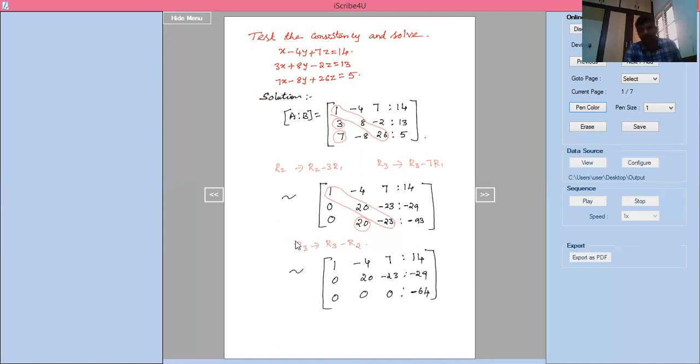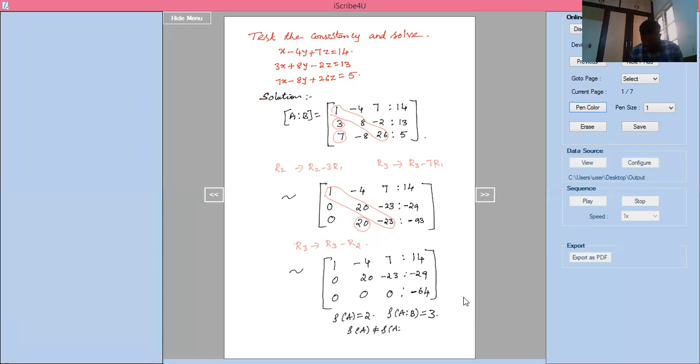Now, if you see this, the rank of A is 2. Rank of A means the number of non-zero rows. Here, 1 non-zero row, 2 non-zero rows, 3 non-zero rows. So the rank of A|B is nothing but 3. The rank of A is 2 and the rank of A|B is also 3, you got it.